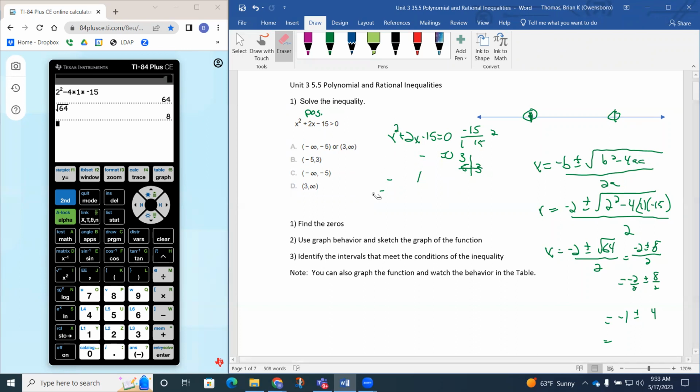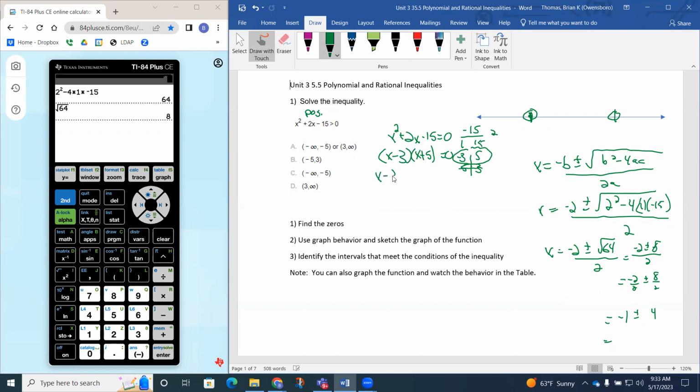You probably saw that. You're like, what's he doing? So we need the factors of negative 15 that give me a positive 2. So that means the negative 3 should be negative and the 5 should be positive. So negative 3 times 5 is negative 15. Negative 3 plus 5 is actually a positive 2. So we should have x minus 3 times x plus 5 up here.